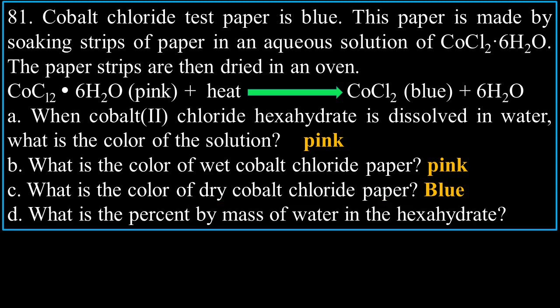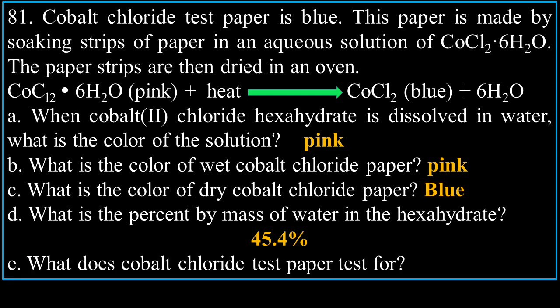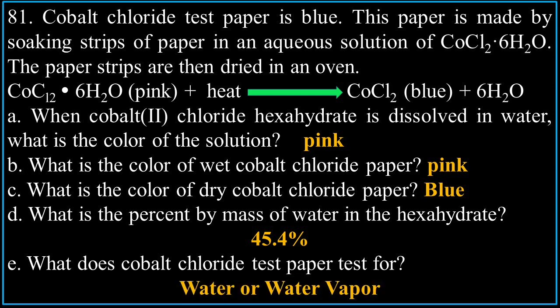What is the percent by mass of water in the hexahydrate? Well, you would take the entire weight of cobalt chloride hexahydrate as the denominator, and then 6 times 18 would be the numerator, times 100, and you get 45.4% of water. What does cobalt chloride test paper test for? It tests for the presence of water. Fairly simple problem for 81. You would think that it would get more difficult than this.